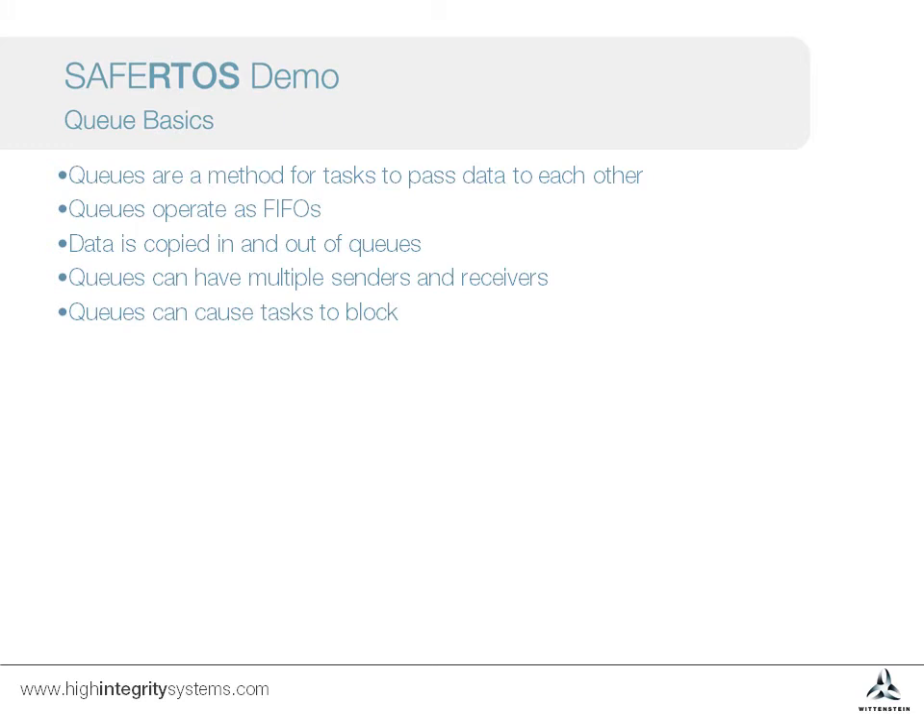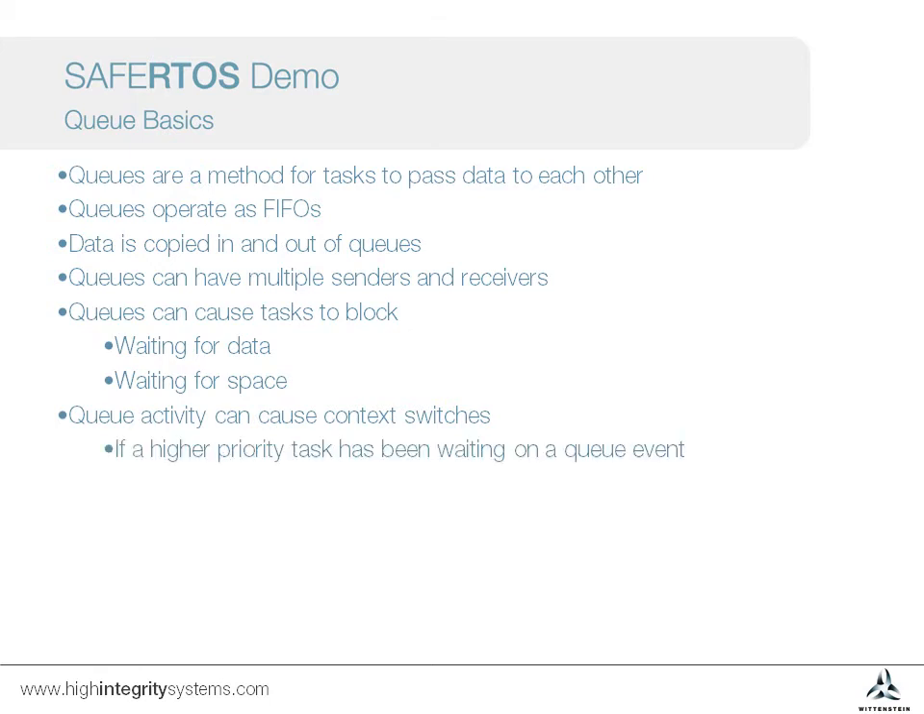Task interaction with queues can cause a task to block, either waiting to receive an item from a queue or for the queue to have enough space to place the data item on it. Queue events can also cause context switches. For example, if a high priority task has been waiting to receive data, when the data is placed on the queue by a lower priority task, a context switch occurs to wake the higher priority task.